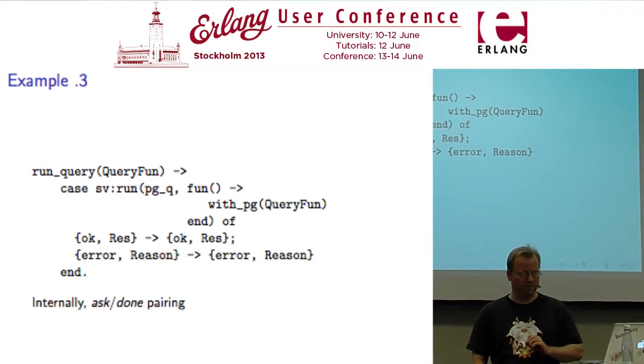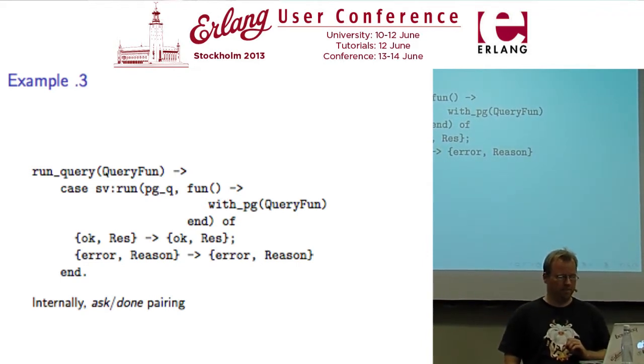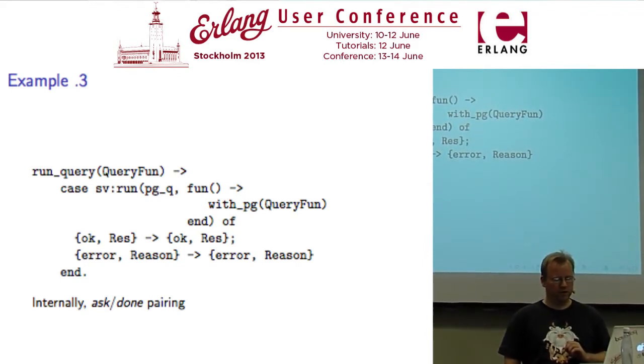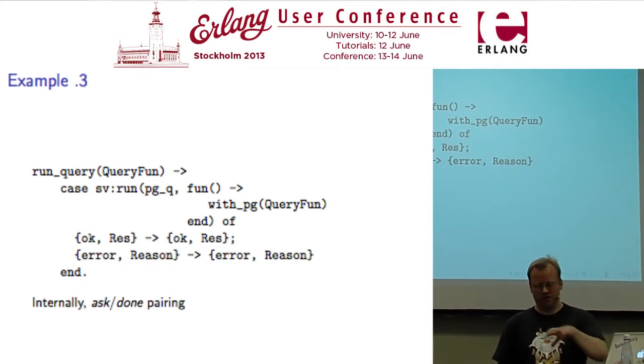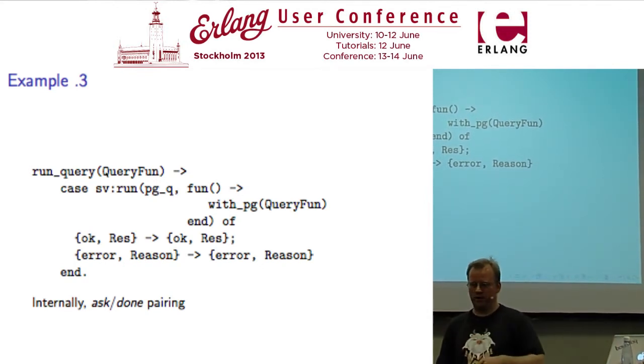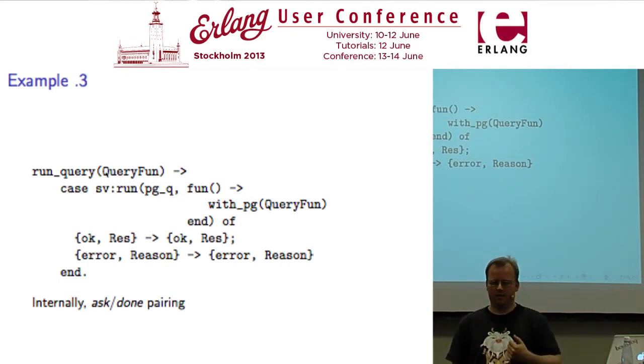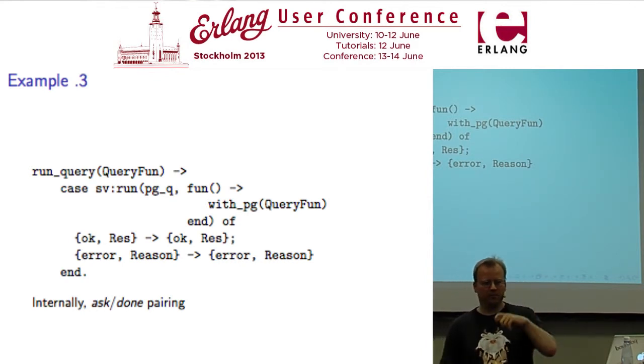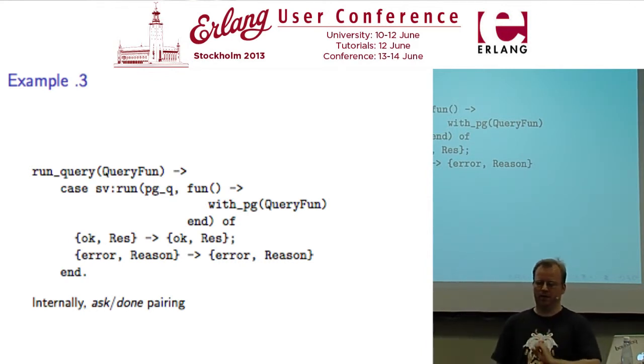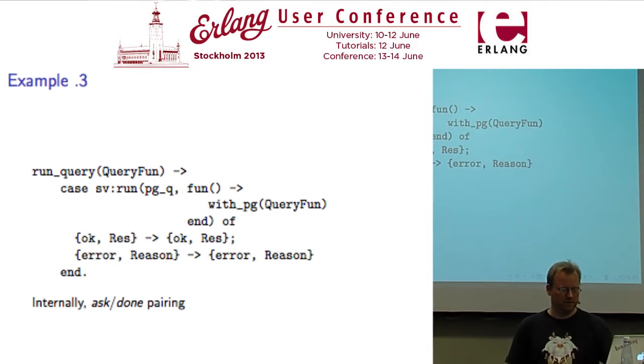So you're not allowed to run for that reason. Internally, it works by you having a gen server and you ask it to do work, and then when you get an OK back, you're blocking on that, and when your process gets an OK back, it can do its work, and then it can tell back that it's done. So it's an ask-done pairing that you use internally in order to solve this.